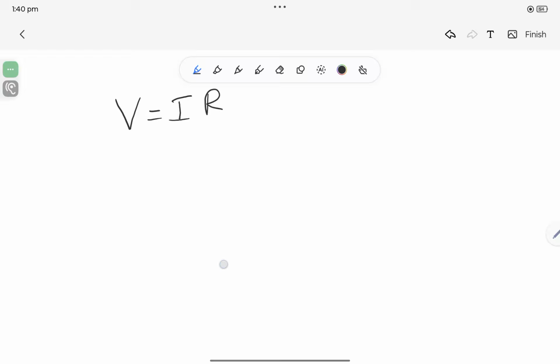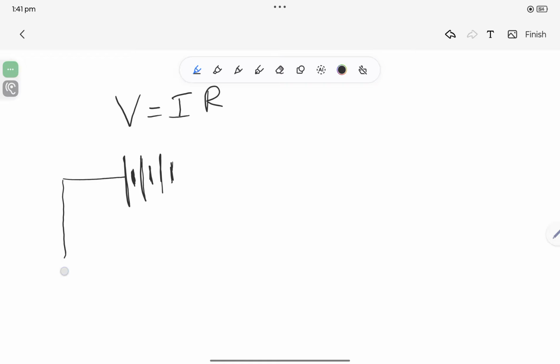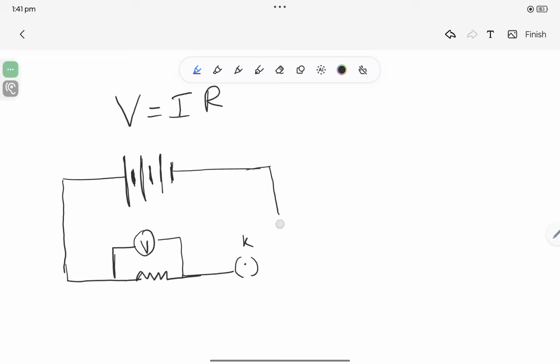Ohm's law, according to the circuit. Here a battery is connected. The larger side is always the positive terminal, positive, negative, positive, negative. From this a conductor is connected. From this a resistor is connected here. The voltmeter is always connected parallel to the resistance. Here is one more switch, the key. The ammeter is connected in series to measure the very low current.